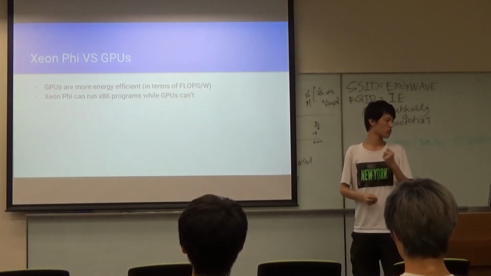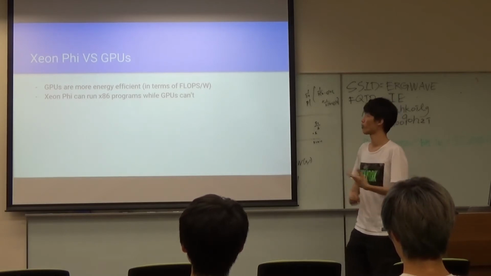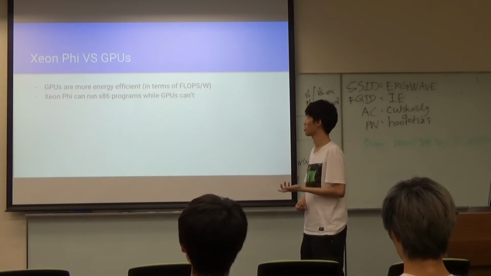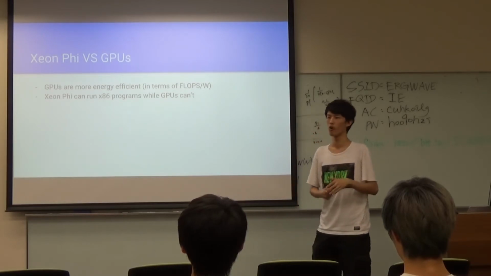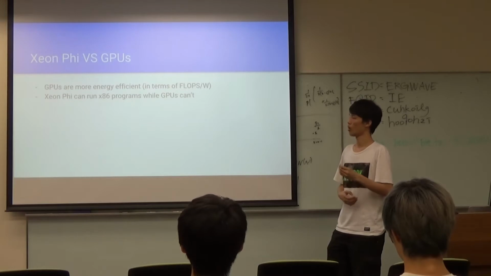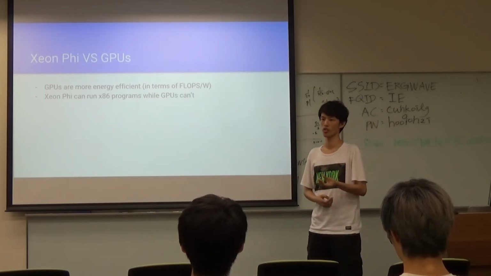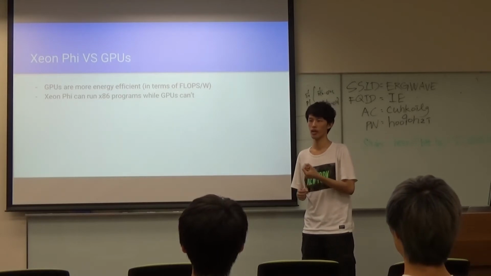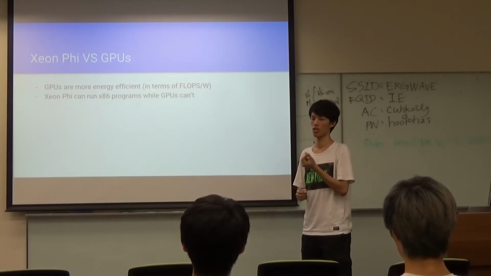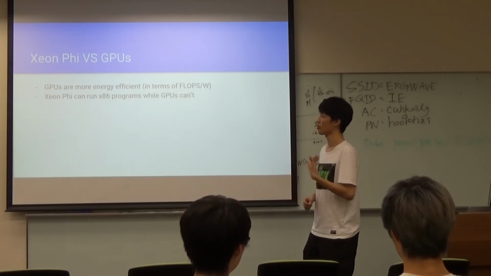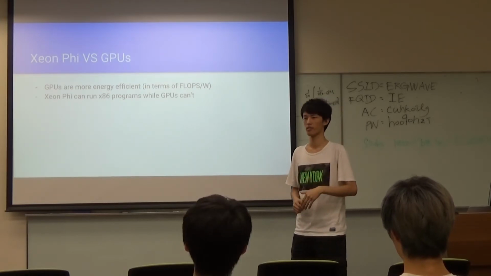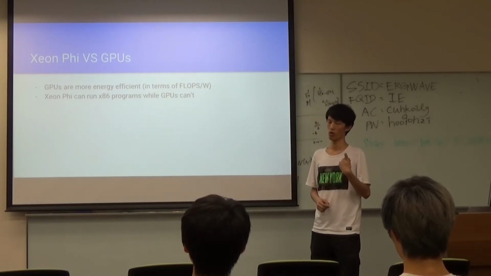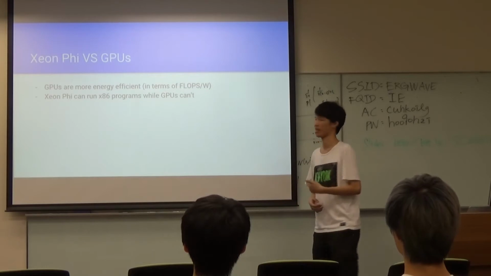So let's have the versus on Xeon Phi and GPUs. GPUs are more energy efficient in terms of flops per watt because they have an architecture which is quite scalable, and each core consumes much less energy. But on GPUs you can't run x86 software, so Xeon Phi would be a solution if you like to run some x86 programs.